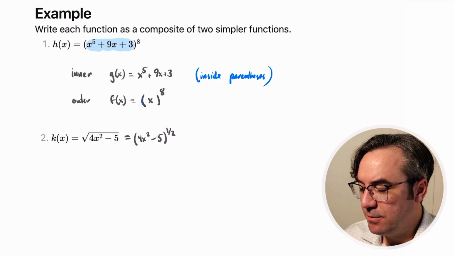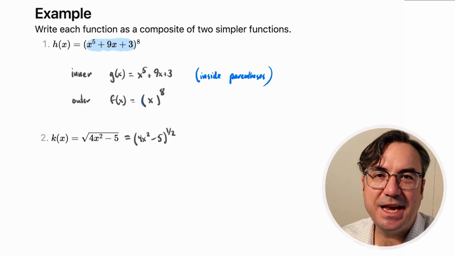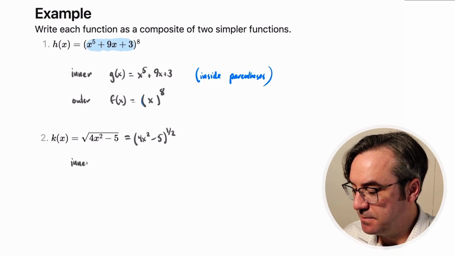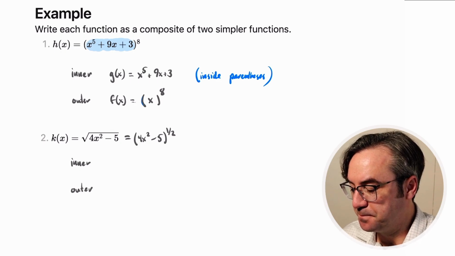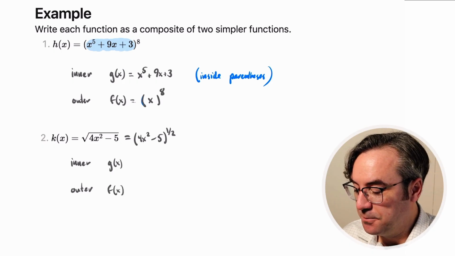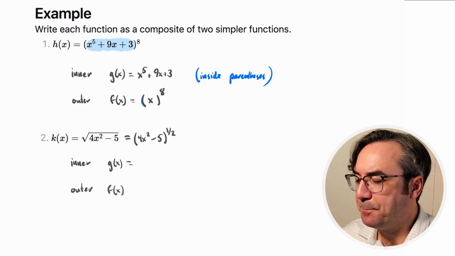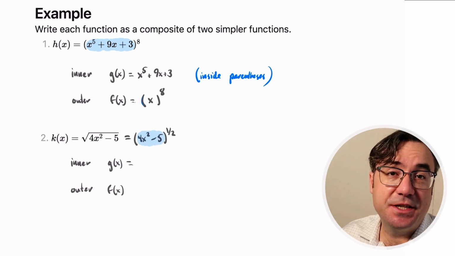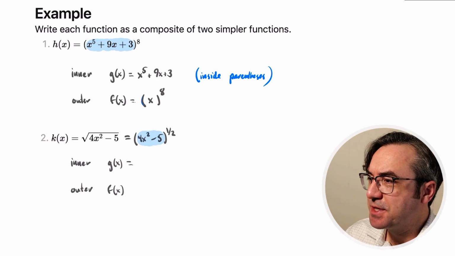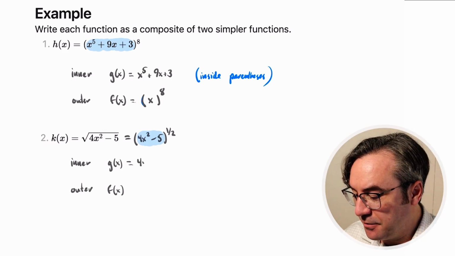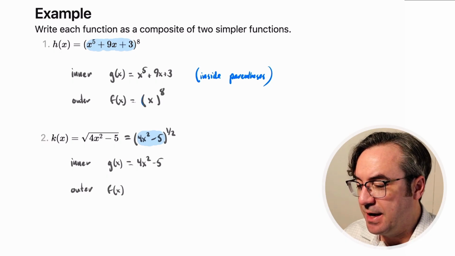And now we have the same idea. So we're going to find the inner function, and then once we have that, we'll get our outer function. All right, so what do we got? Well, we got a nice set of parentheses. Look at the stuff that's inside the parentheses. So in this case, it's 4x squared minus 5. So we're going to let our inner function be the 4x squared minus 5.